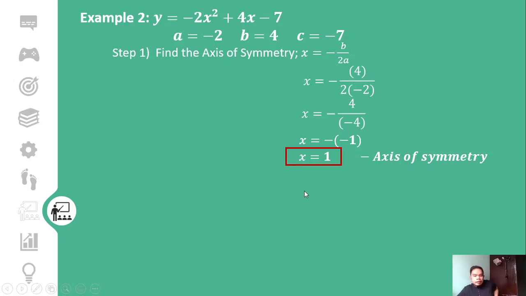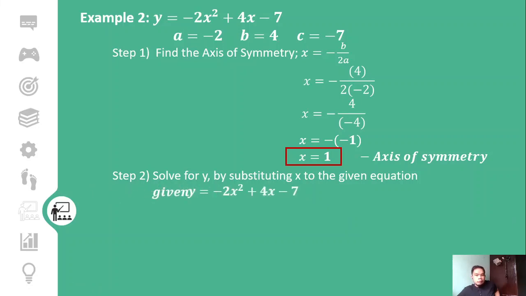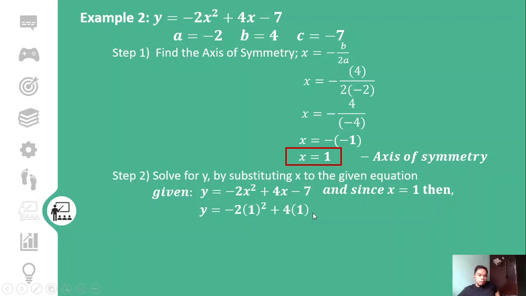Okay, so after natin makuha yung x equals 1, now let's solve for y by substituting x to the given equation. So again, we have the given equation y equals negative 2x squared plus 4x minus 7. Okay, and since x is equal to 1, then y is equal to negative 2 times 1 raised to 2 plus 4 times 1 minus 7. So same process. Yung x, pinalitan natin ng positive 1. Okay, kaya naging 1 raised to 2 and 4 times 1 ito.